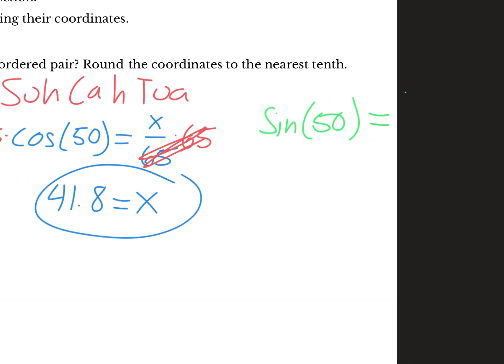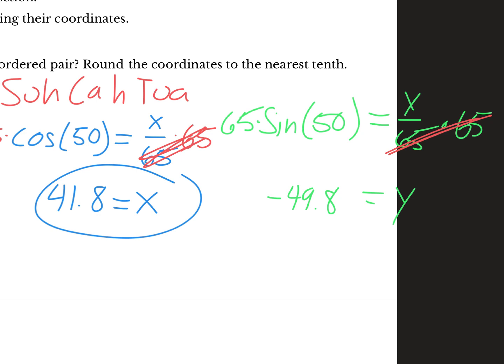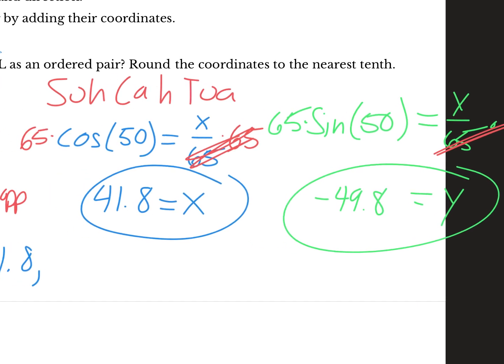Going off the paper now. So very similar as far as how we solve. Multiply both sides of the equation by 65. Now y is by itself. And if you plug all of that into your calculator, you should find that y equals negative 49.8.